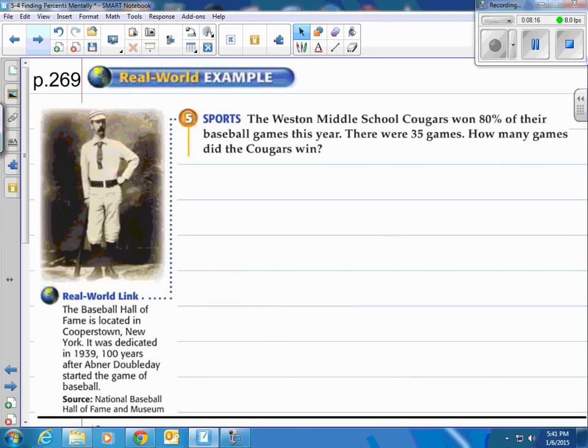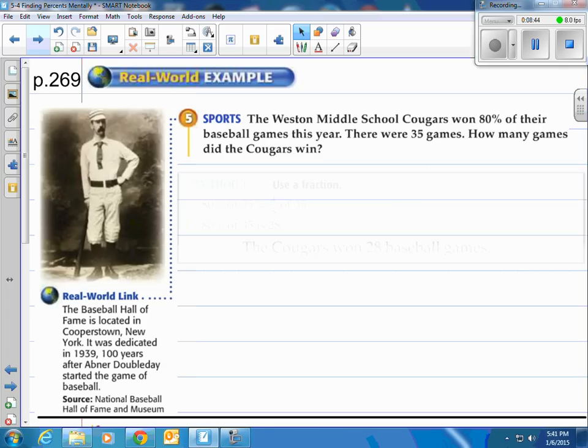All right, real world example. Last one. And a little history over here. The Baseball Hall of Fame is located in Cooperstown, New York. It was dedicated in 1939, 100 years after Abner Doubleday, and there's his picture, started the game of baseball back in 1839. All right, the Weston Middle School Cougars won 80% of their baseball games this year. There were 35 games total. How many games did the Cougars win?